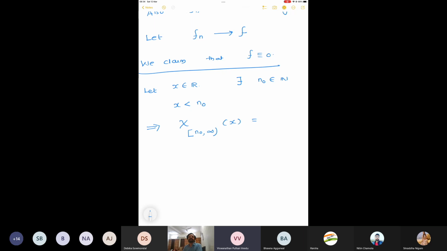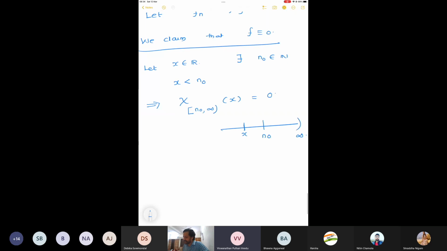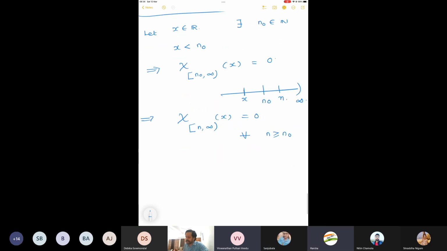What will be that? x is less than n0. Here you have n0, and here you have x. Now you are talking about the characteristic function defined on the interval n0 infinity, but x is not in n0 infinity. Therefore, this characteristic function will be 0. And that will imply the characteristic function on n infinity at x is 0 for all n greater than or equal to n naught. Is that okay? Yes, sir. And that implies fn of x is equal to 0 for all n greater than or equal to n naught.